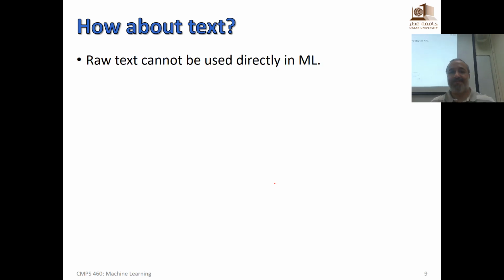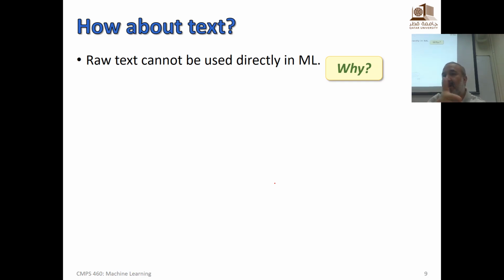Right. Now let's think about text features in particular, which we started to talk about last time. The problem with text is that we cannot deal with it directly in machine learning. Why is that? Because they are not numeric. So we have to convert it into numbers.